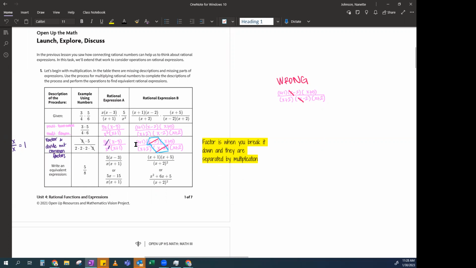This is just 1. This is X plus 1 times X plus 5, which is also known as X plus 1 times X plus 5. This is X plus 2 times 1 times X plus 2, also known as X plus 2 quantity squared. Everybody see this? Everybody see why this is gone? Yay. Yay, Miss Johnson. Okay.